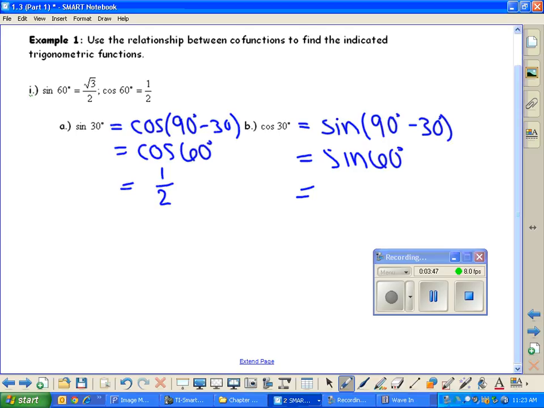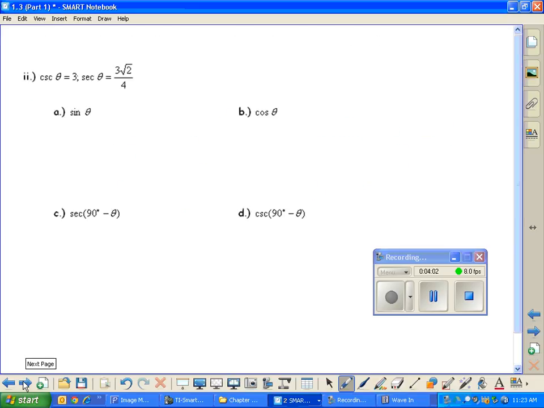So sine of 60, we're given that's square root of 3 over 2. We had both of those done yesterday, correct? Yeah? All right, moving forward. How far did we get on this page? So we did the first two? Can I have the answer for this first one?